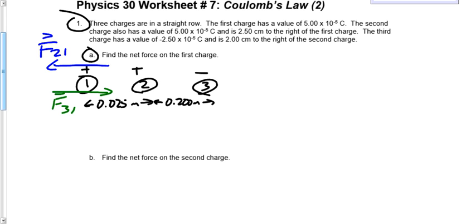So we calculate F21, get a number for it. Calculate F31, get a number for it. Then when we add them up, we just have to make sure when we add them up that F21 is what?